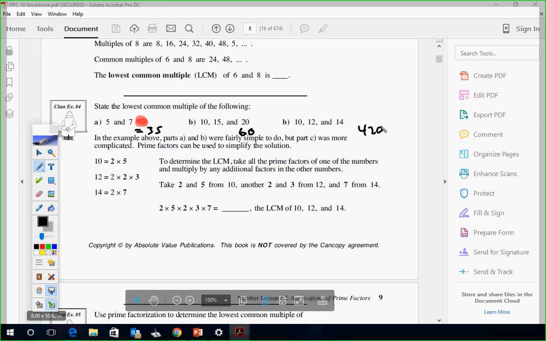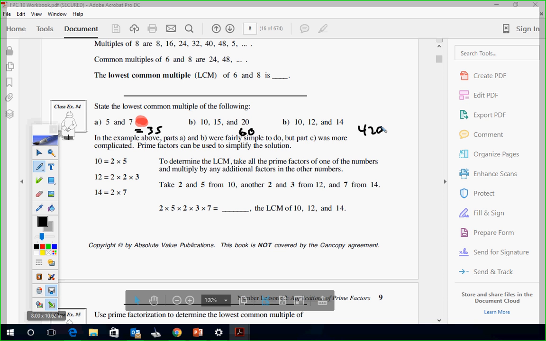Okay, so it says C was more complicated. Prime factors can be used to simplify the solution. So we know that 10 is 2 and 5. We know that 12 has 2, 2, and 3. And then 14 is 2 and 7. So to determine the least common multiple, take all the prime factors of one of the numbers and multiply it by any additional factors in the other numbers.